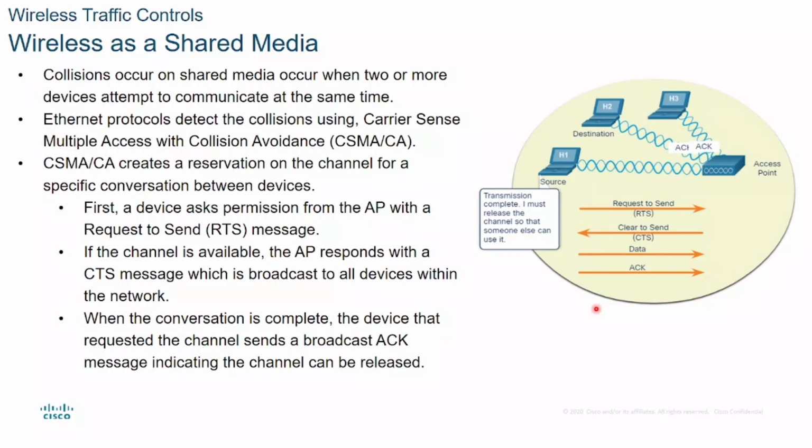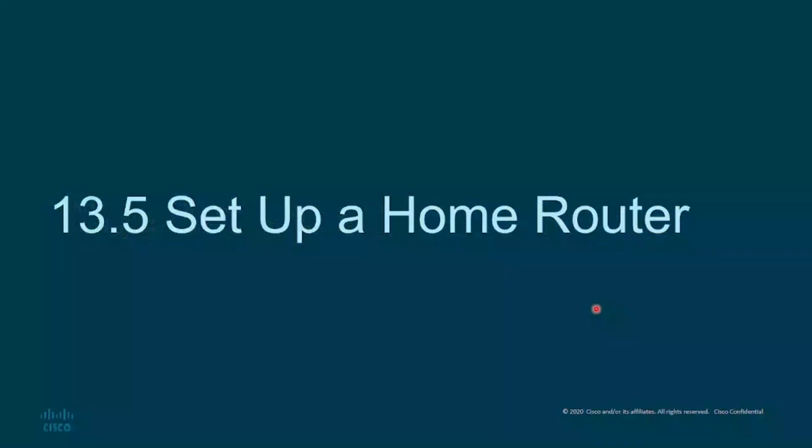The AP is the access point. The device sends a request to send message. If the channel is available, the access point responds with a CTS, which is a clear to send message, which is broadcast to all devices within the network. When the conversation is complete, the device that requested the channel sends back a broadcast acknowledgment message indicating that the channel can be released.